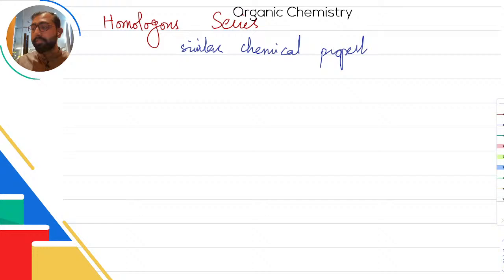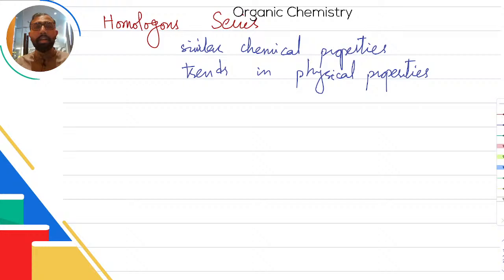So just like in halogens, you have gases at the top, then they become liquid, then solid. Just like that, you have similar physical property differences in these homologous series. If you are starting with the very first homologous series member, let's suppose methanol, then methanol would have a lower boiling point than ethanol. It will have a lower boiling point than propanol, and that's how it goes. So there's going to be some trend in physical properties.